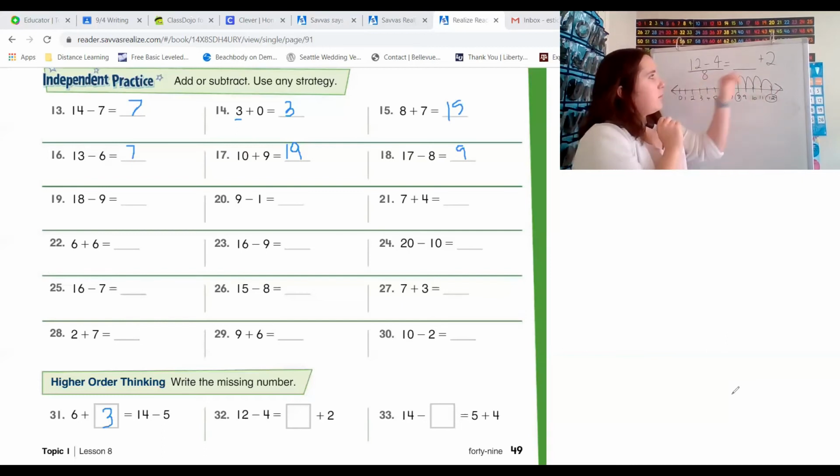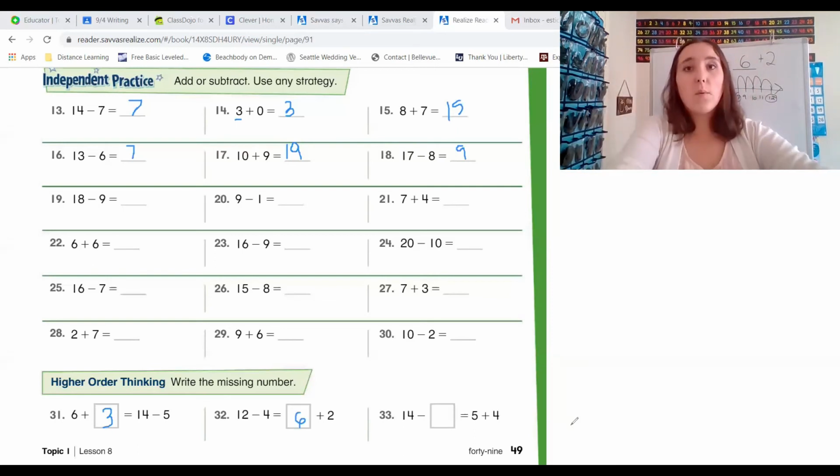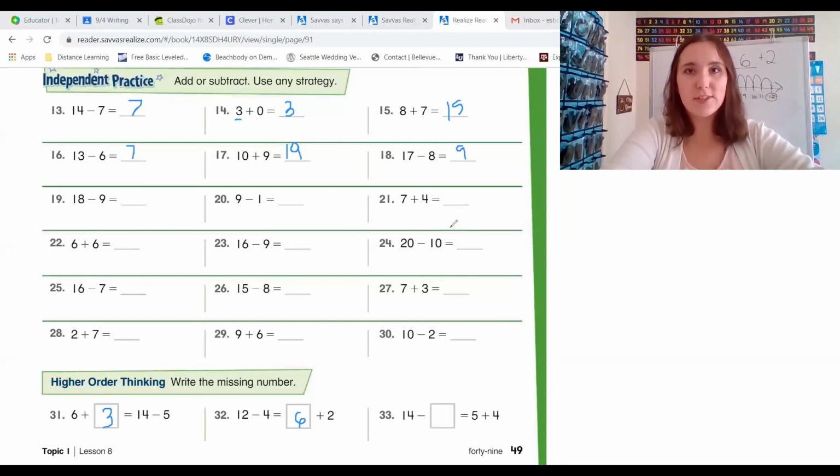Now, what plus 2 equals 8? What number plus 2 more equals 8? 6. Good job. So our answer is 6. Okay, we're going to turn the page and do 2 more problems together, and then we're going to wrap up our lesson for today.